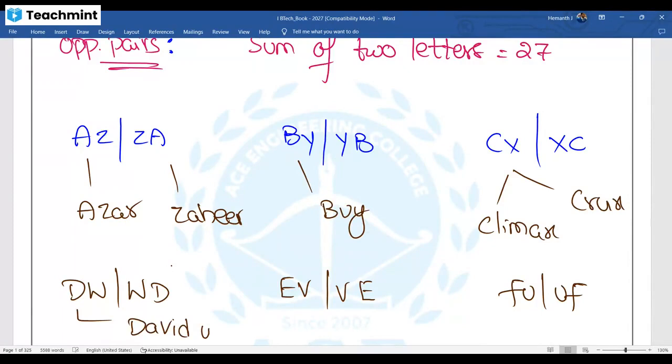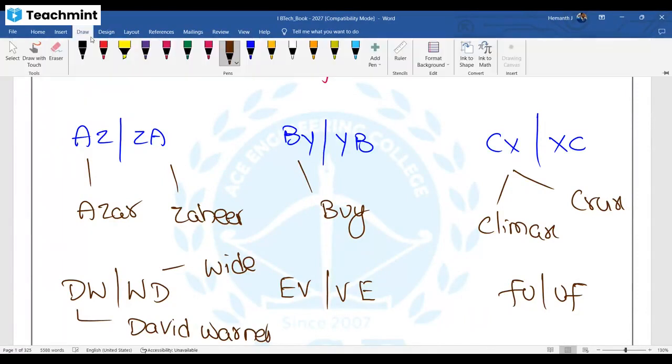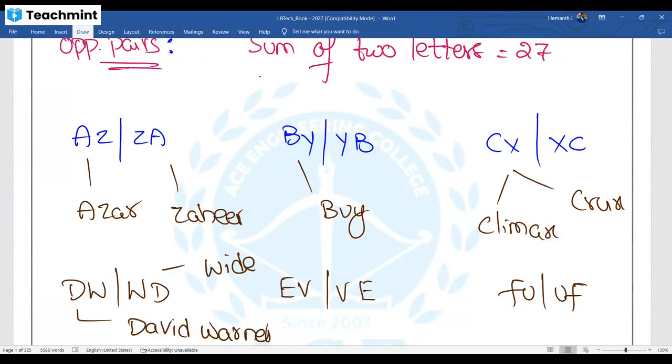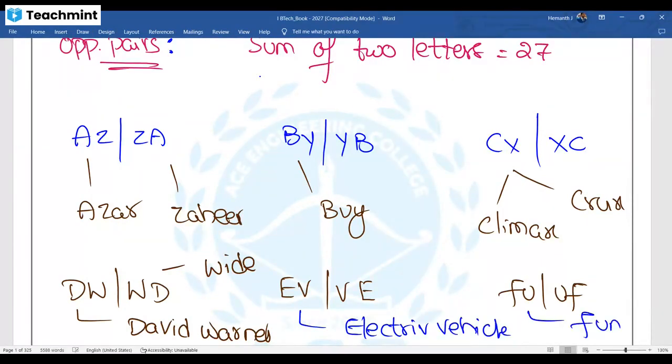WD, in cricket we call it wide. EV, the trending thing right now, electric vehicles. FU, fun. Somehow, sir, I have other logic. Okay, your wish, dear. No problem in that. Fun. Okay, electric vehicles.